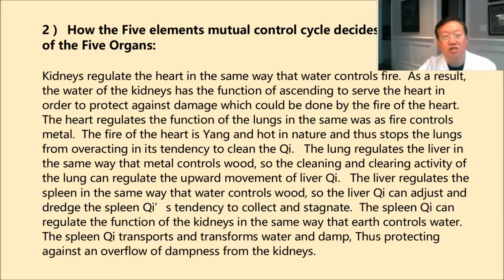The lung regulates the liver in the same way that metal controls wood. So the cleaning and clearing activity of the lung can regulate the upward movement of liver qi. The liver regulates the spleen in the same way that wood controls earth. So liver qi can adjust and dredge the spleen qi and its tendency to collect and stagnate. The spleen qi can regulate the function of the kidneys in the same way that earth controls water. The spleen qi transports and transforms water and damp, thus protecting against an overflow of dampness from the kidneys.